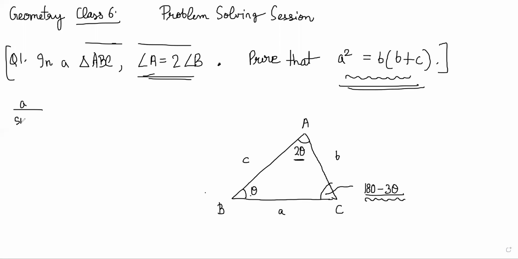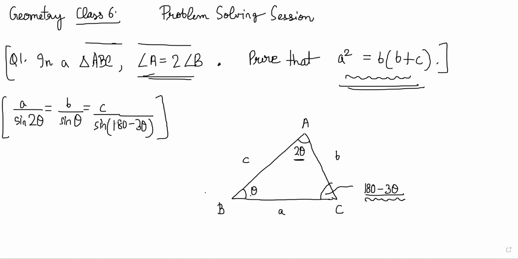You have a by sine 2 theta is equal to b by sine theta is equal to c by sine 180 minus 3 theta, right? This follows from sine rule, right? So from there, what you can say is you have a relationship like this: a by sine 2 theta is equal to b by sine theta is equal to c by sine 3 theta.